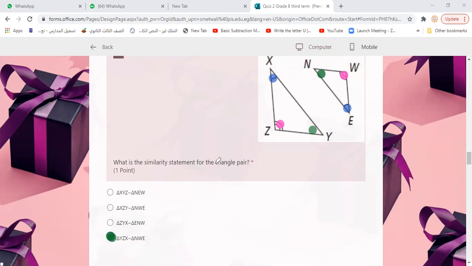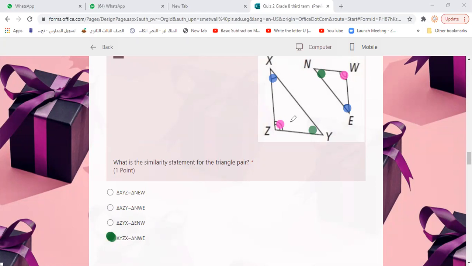Then to write the similarity statement, you have to write the two triangles in order, so that each two corresponding angles are equal in measure. Then E with X, so we can write it in different ways, but you always have to take care to write each two corresponding angles. If I ask someone to think about another way to read the similarity statement, we can say W: once you start from the letter W in this triangle, you have to start with Z in the other triangle.